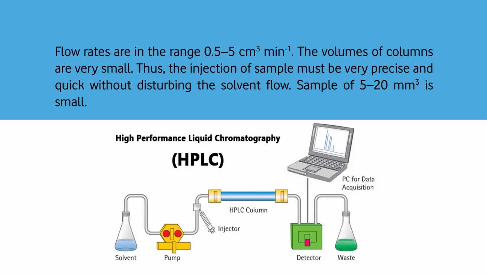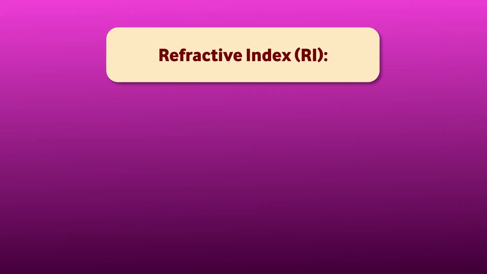The moment it comes out, the component is of very small volume, 5 to 20 mm cube. It's very small. The moment it comes out, it should be detected fast. What are the detectors of LC? The first is refractive index.